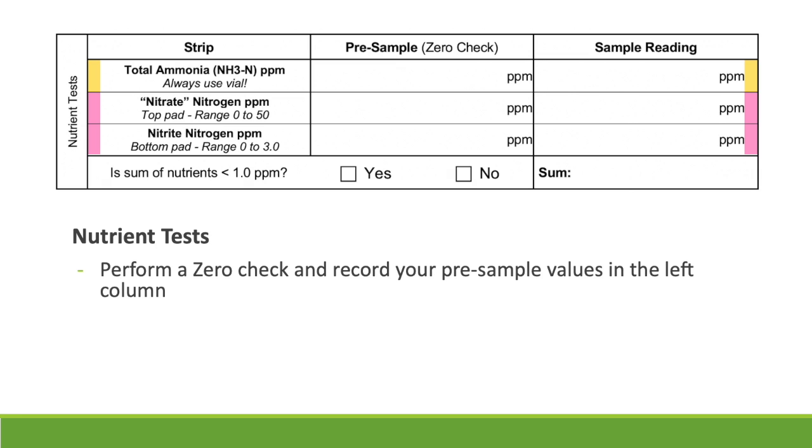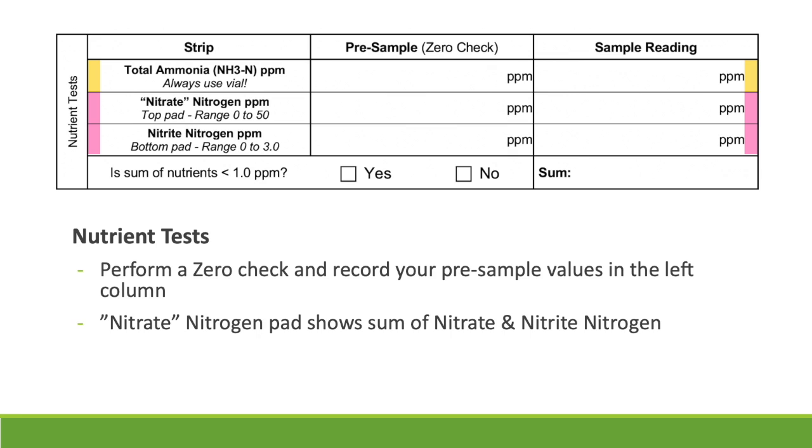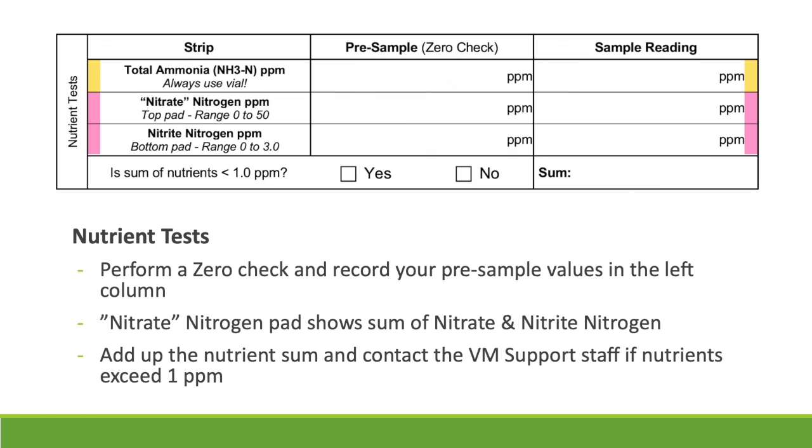The nitrate and nitrite nitrogen order matches up to the order that's shown on the pads on the strip. Be careful not to mix the two up. Also note that the nitrate nitrogen pad actually shows the sum of nitrate and nitrite nitrogen. Your sample reading will go in the right column for each nutrient. At the end, if the sum of your nutrients is greater than 1 parts per million, you should contact your VM support team via email following sampling.